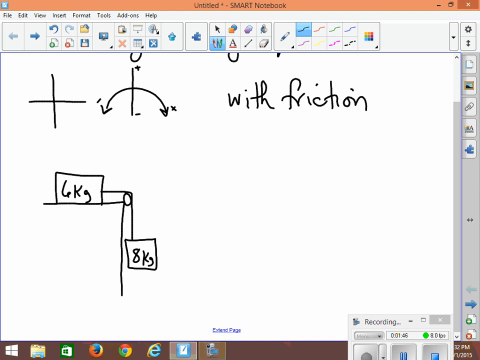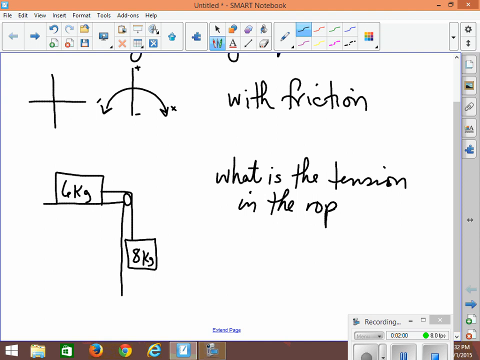So our question is still going to be the same. What is the tension in the rope? However, we're going to add friction. And so to add friction, we simply would indicate that we now have a coefficient of friction in this question. I'll squeeze it over here on the side. Mu is going to equal 0.2.